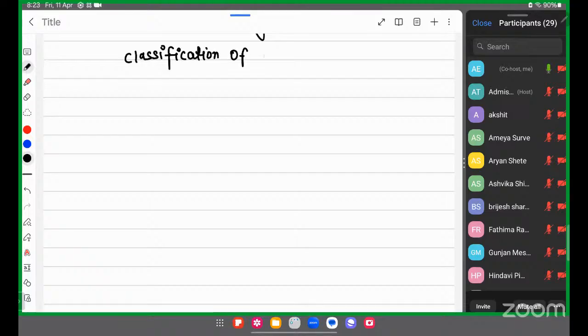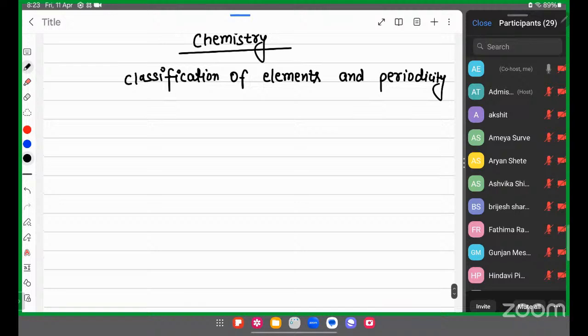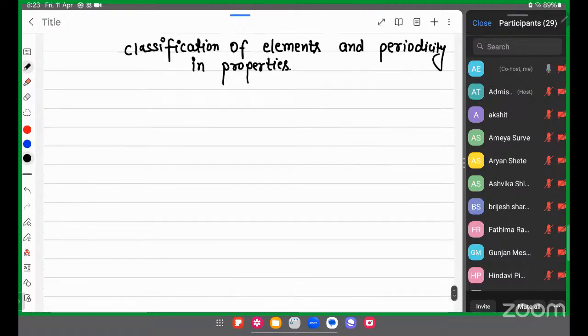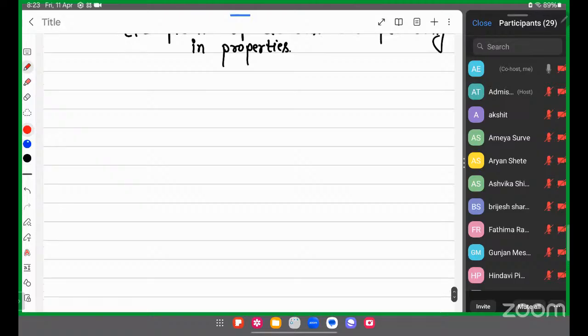Classification of elements and periodicity in properties. So there are different methods, or different attempts, to classify the elements.